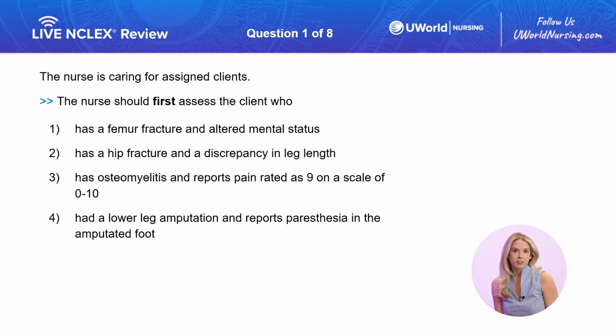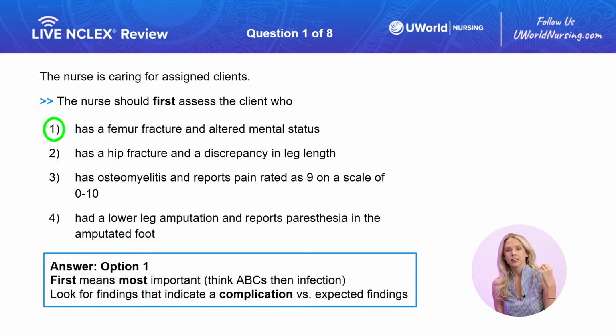And I see lots of great answers in the chat. You guys are absolutely right. Option number 1 was our winner chicken dinner. So this is what we were looking for because it describes the manifestations and the risk factors of a fat embolism. This is a life-threatening condition and it is going to be our priority. Therefore, we should first assess this client.